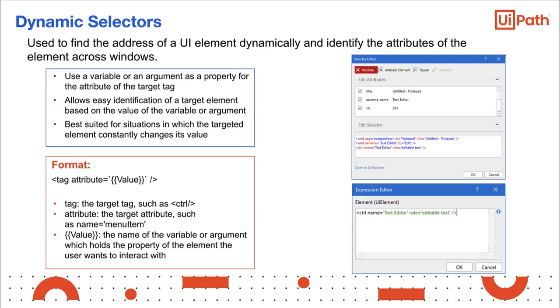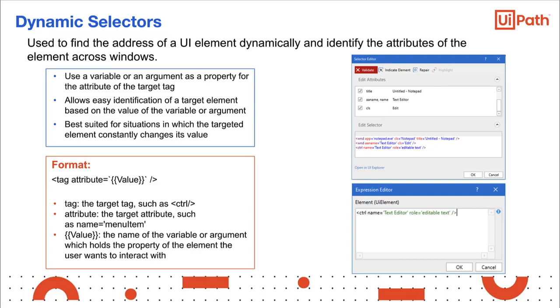A selector helps to capture the attributes of a particular UI element on the screen. If the same UI element is present on another window, then a dynamic selector is used to easily identify its attributes on this window using a variable or an argument. A dynamic selector uses a variable or an argument as a property for the attribute of the target tag. This allows the selector to easily identify a target element based on the value of the variable or argument.